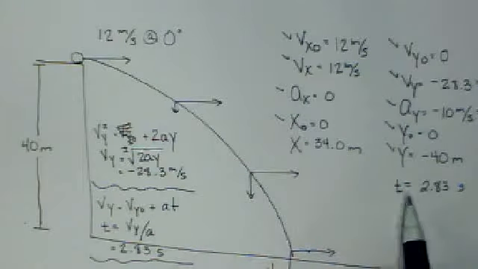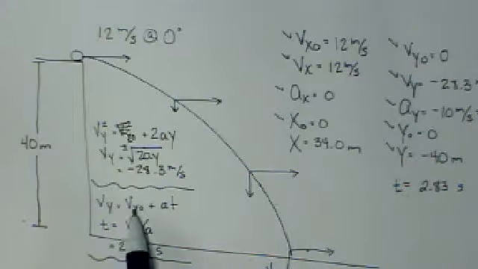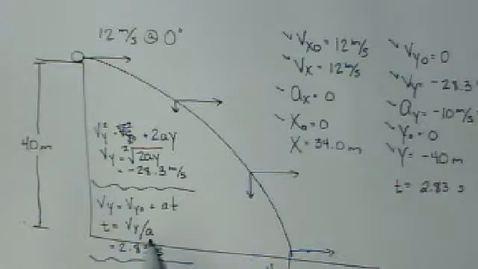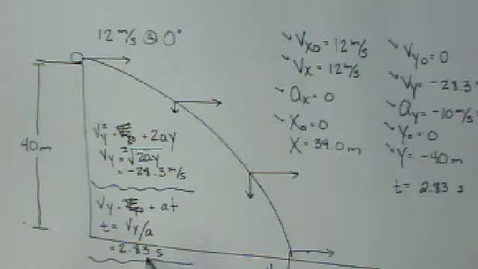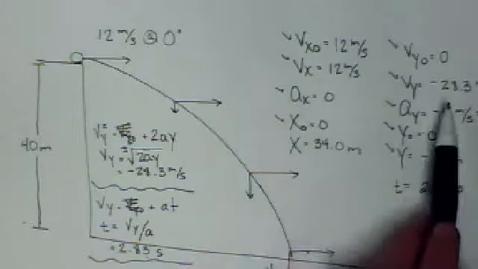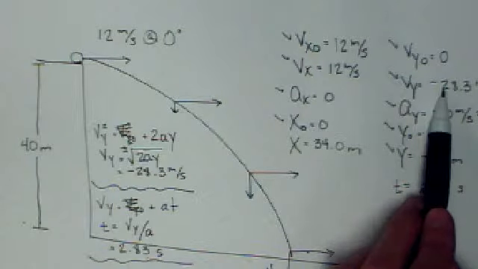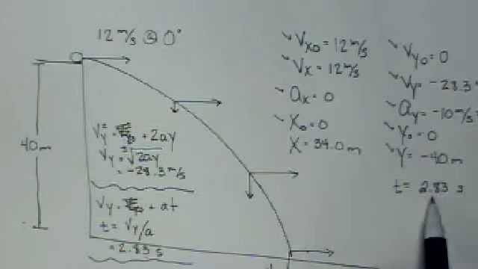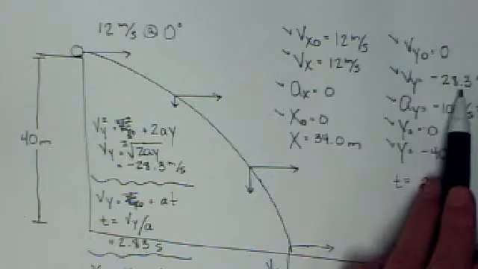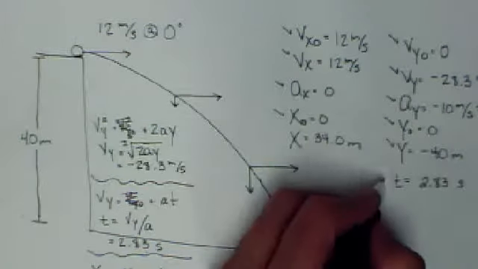To get time, I can use this equation. Vy naught is 0. Looking for time, so I rearrange this for time, and I get 2.83 seconds. Or if I think about it, if it gains 10 meters per second every second, it would take 2.83 seconds to gain 28.3 meters per second.